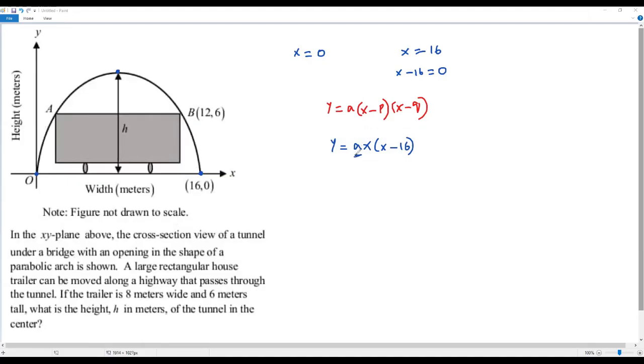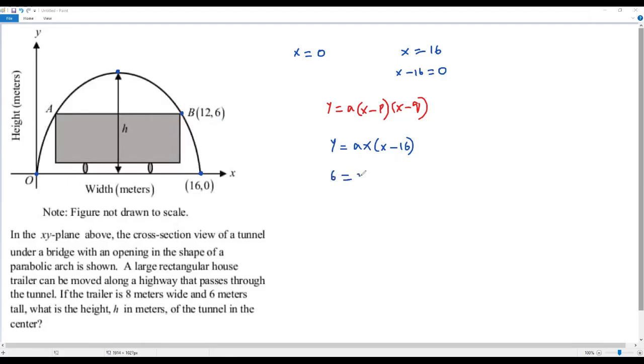Still, there is an unknown constant a over here. To get the unknown constant a, we have to plug in one of the points on the parabola into the equation. Now we can consider the point B (12, 6). Over here, we have this point on the parabola. So now we can plug this point into this equation. That is, we plug in the x-coordinate 12 for x, and the y-coordinate 6 for y. Okay, let me do it.